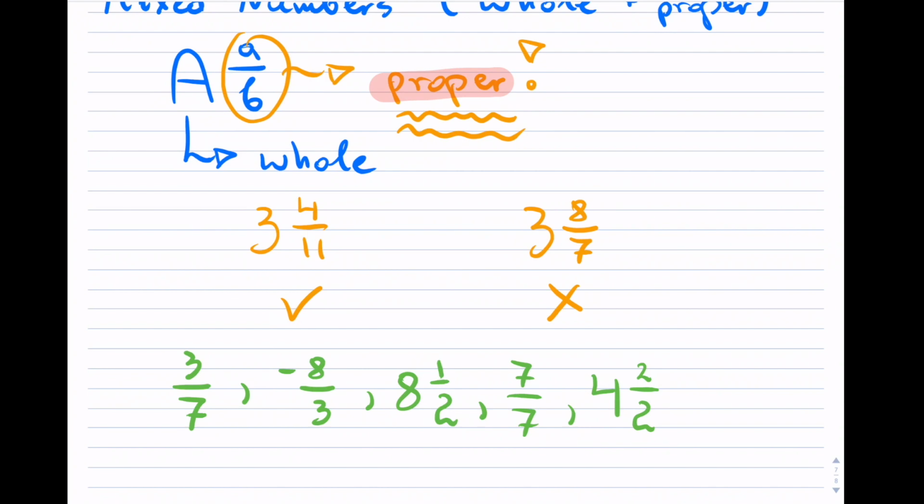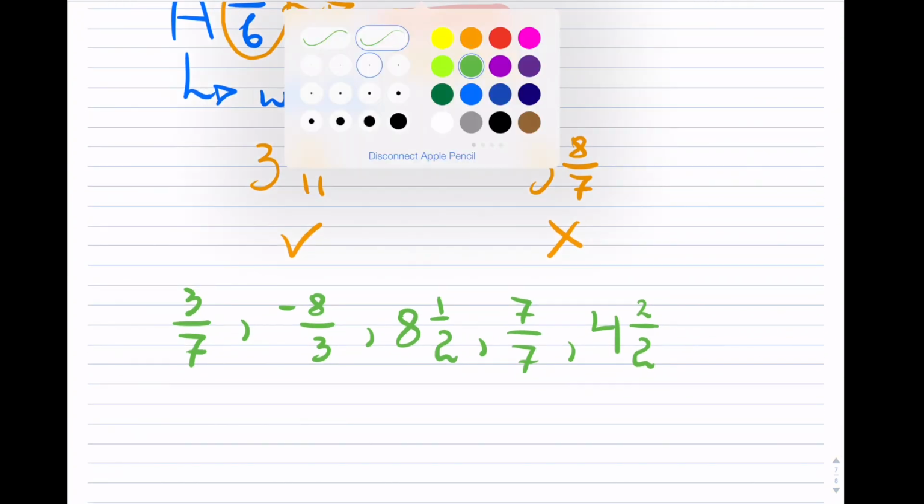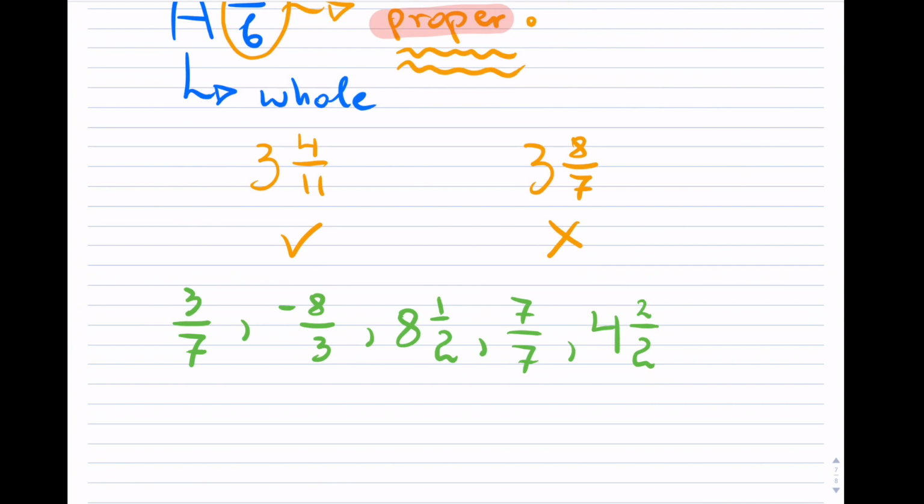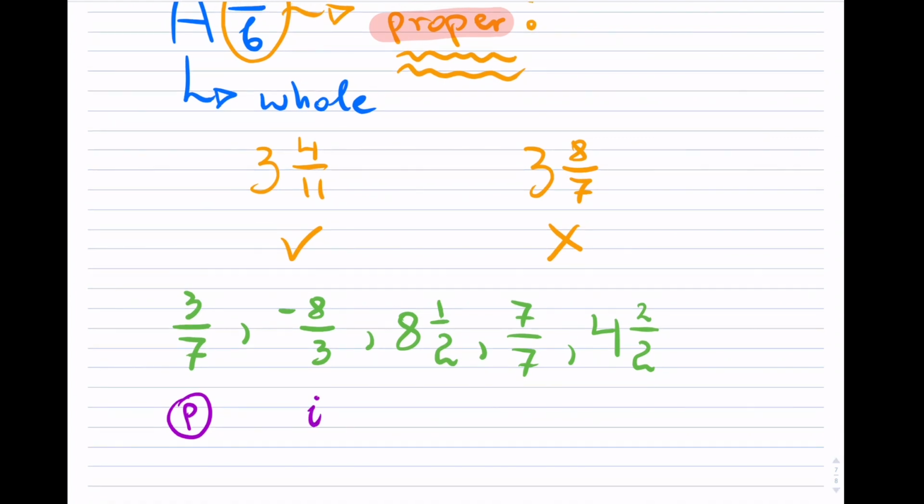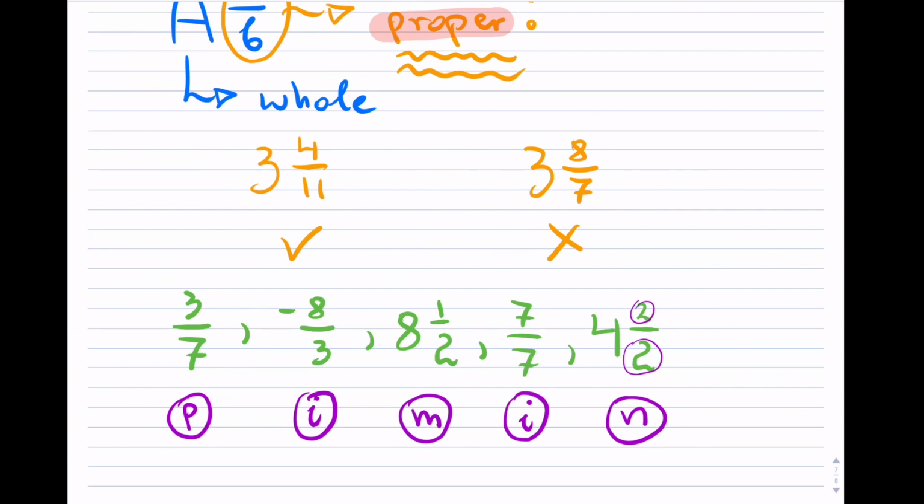All right. So the first one, what did you say? That one is proper because the numerator is smaller. Second one, yes, it's negative. We're looking just at the magnitudes. This one is improper. Third one, this one is mixed. Fourth one, this one is improper. And the last one is none of them. I'll put N for neither of them. That's because we have 2 over 2, and we need that fraction to be proper if it's a mixed number.